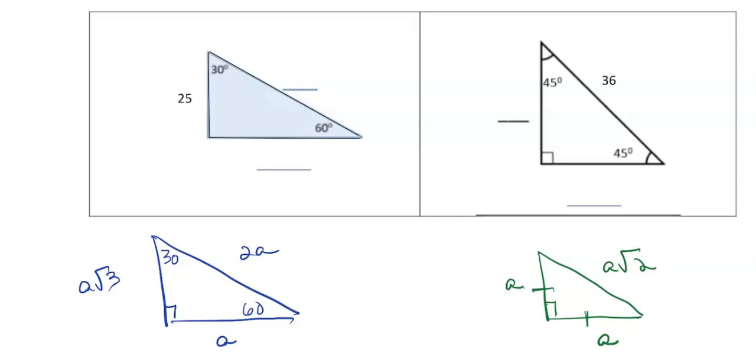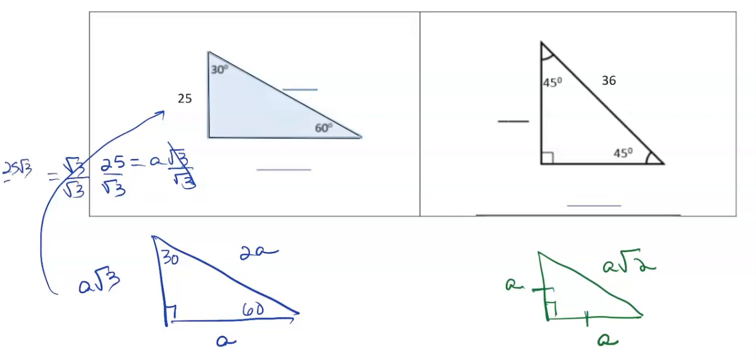Okay, so now match up the 30-60 triangle they're asking us about with the one I have as a model. So it looks to me like the 25 is the A root 3. I need to figure out the A. So if 25 equals A root 3, to get A by itself, I'm going to divide by root 3. Now, I'm going to have to rationalize this. Radical 3, I'm getting 25 root 3 over 3. 3 does not go into 25 evenly, so I'm just going to leave it like that.